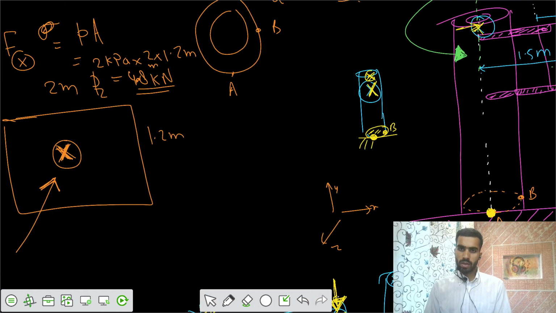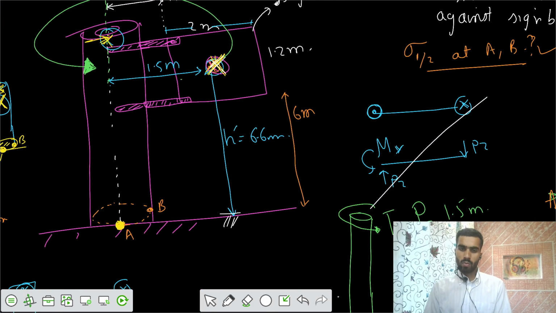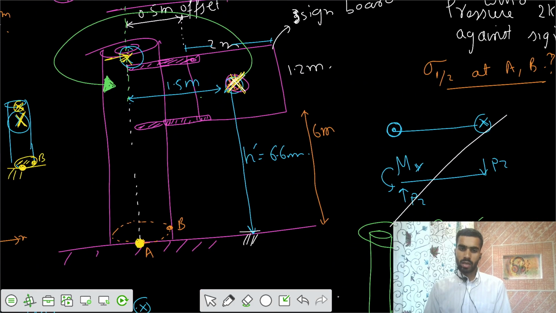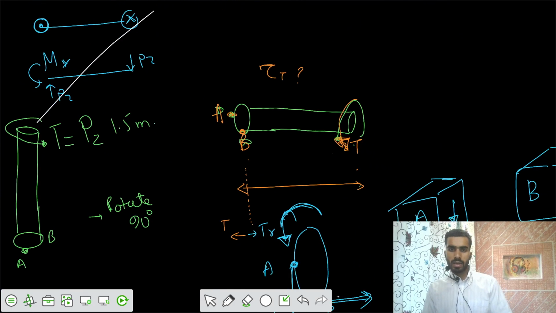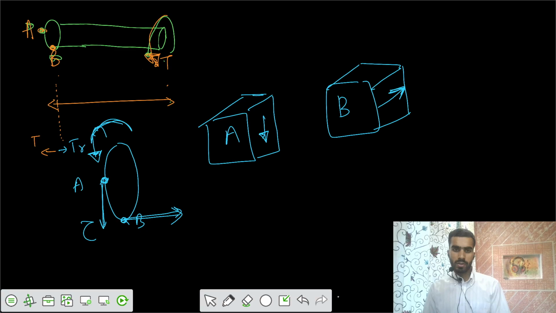So we got the different moments, torque and shear force. Now we want to say what different stresses we have. So let's talk about the torque first. We know the formula 16T by pi d cube.